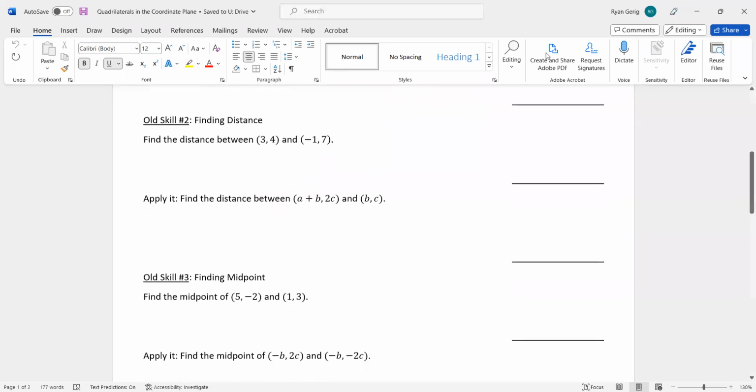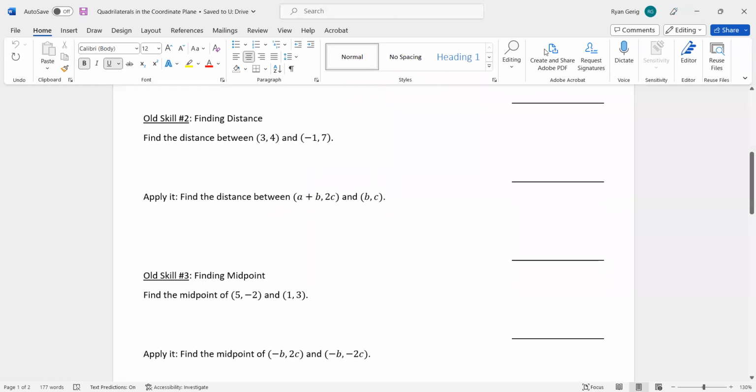Old skill number 2, distance. This is the one you're not going to like very much because the distance formula is a little bit nasty. You may remember it from first semester. It is x2 minus x1, that whole thing squared, plus y2 minus y1, that whole thing squared. All right, so again, we're going to do it with points. This was actually unit 1 in first semester. So here we go.